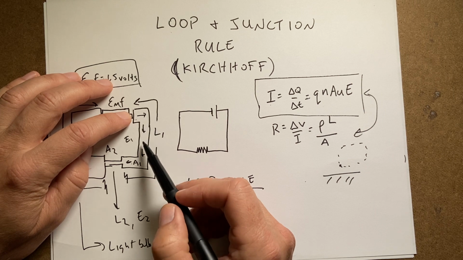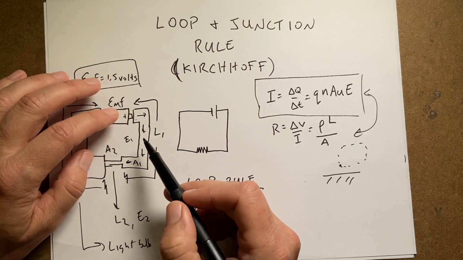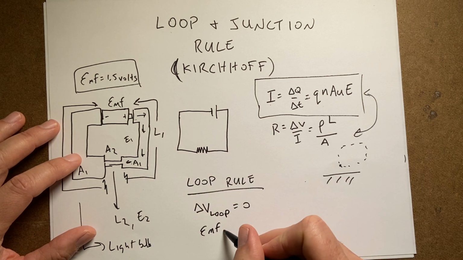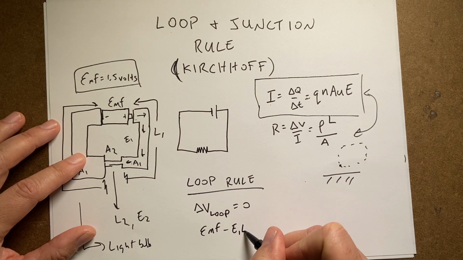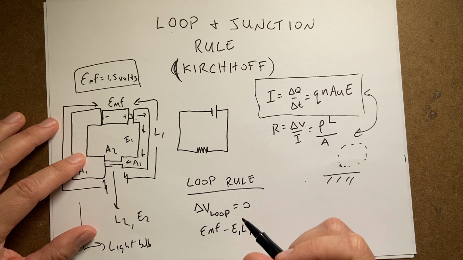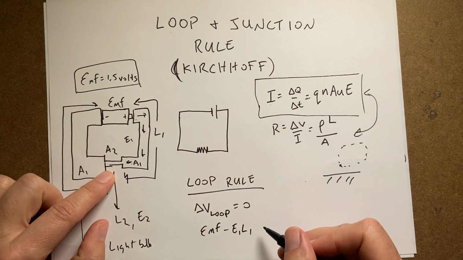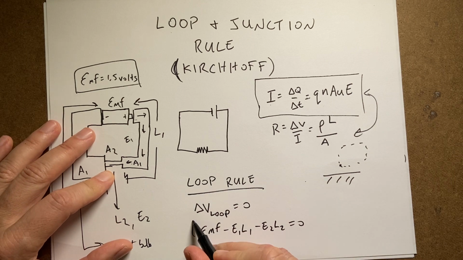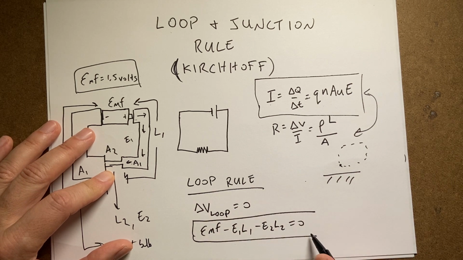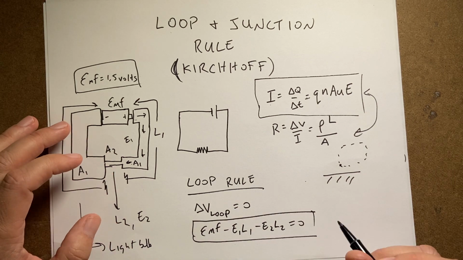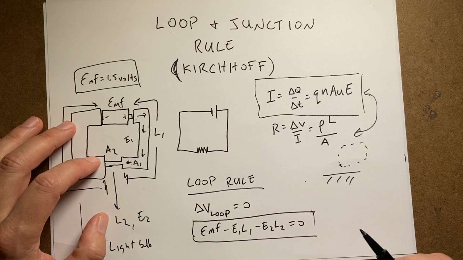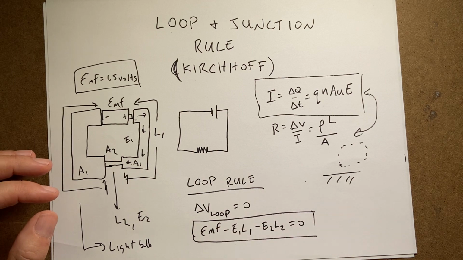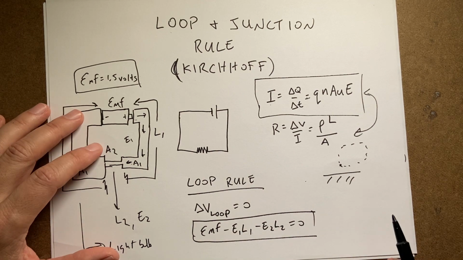If the electric field is constant in the direction of the wire, then the electric potential drop along this first wire is just going to be minus E1 L1. And then I have this other wire, it has minus E2 L2. And that is equal to 0. So from that, I could possibly solve for a relationship between E1 and E2, but this is just setting up the loop rule. And I'll show you another case that's more complicated in just a second.